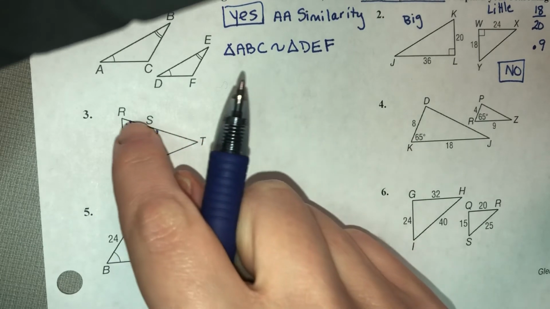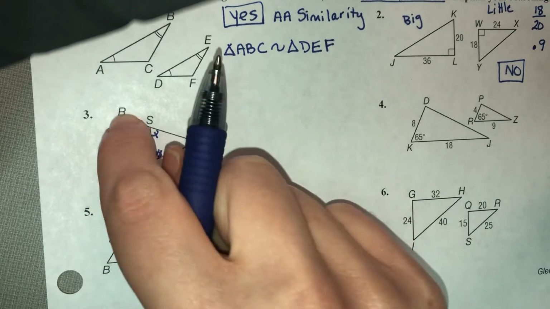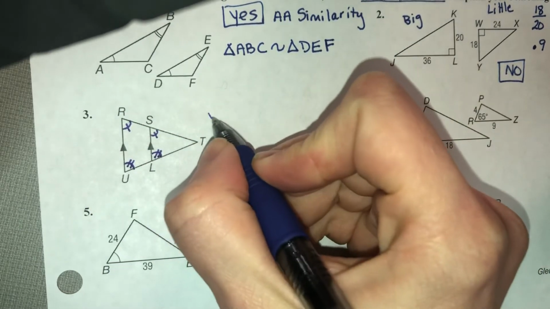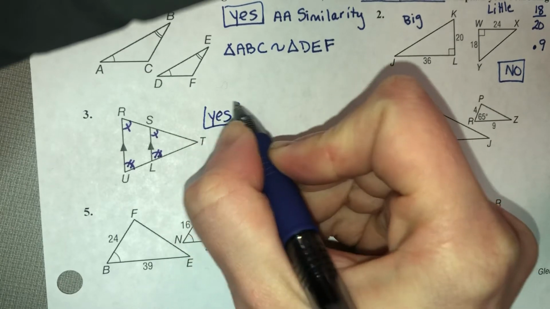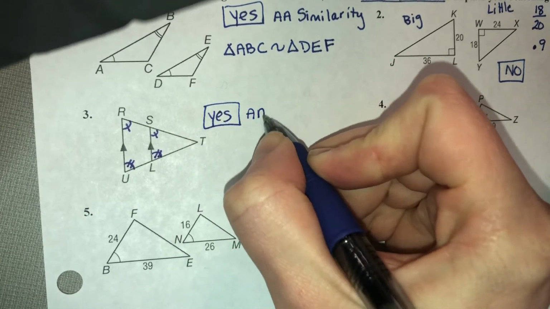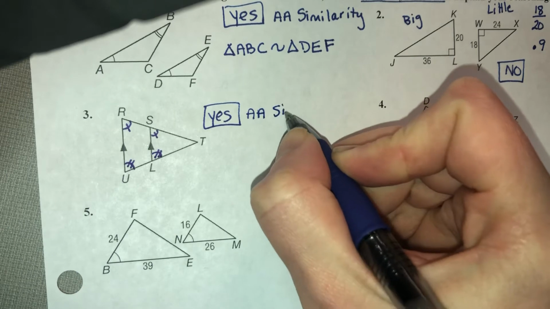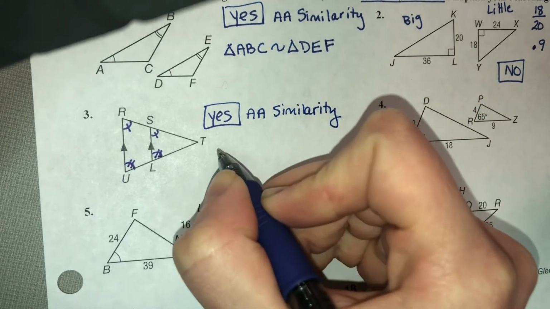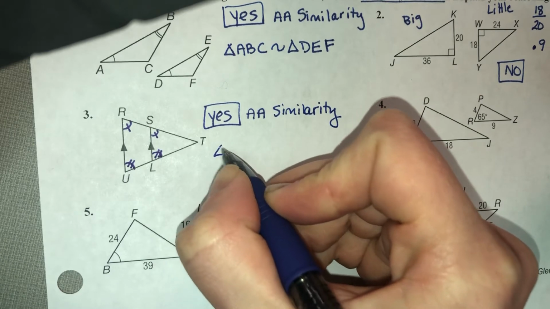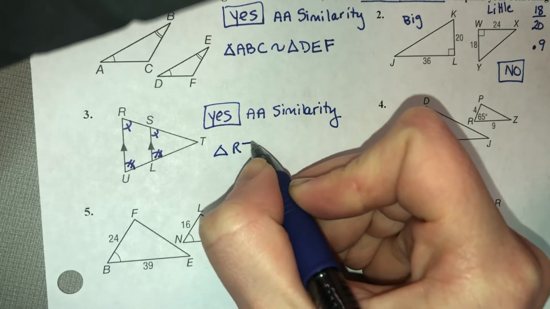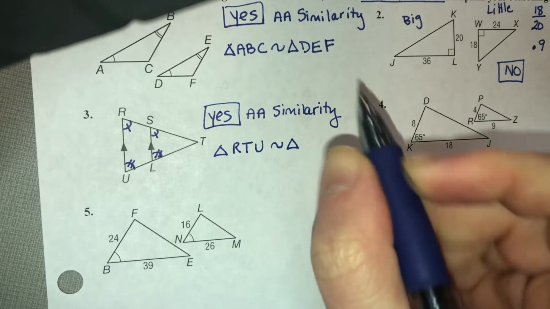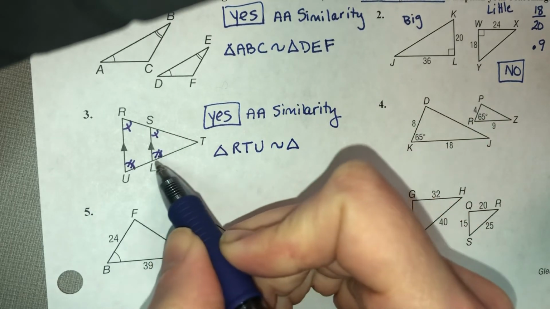So, since I have 2 angles of the big triangle congruent to 2 angles in the smaller triangle, I can say yes, these triangles are similar by angle-angle similarity. And now we're ready to write our similarity statement. So triangle RTU is similar to triangle STL.